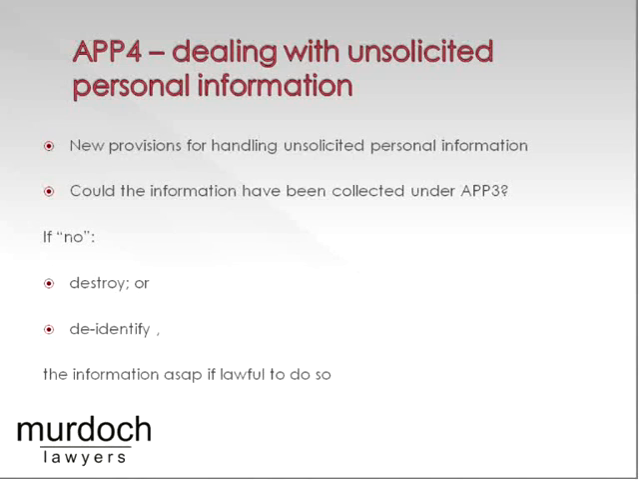APP4 sets out the rules for dealing with unsolicited personal information. These are new provisions for how you need to handle information which you have not solicited or sought. And the first test there is you need to assess whether that information could have been collected under APP3. And remember, APP3 is where you are required generally to collect that information from the person themselves. If the answer is no to that, then you need to either destroy the information or de-identify the information as soon as possible, if it's lawful to do so.